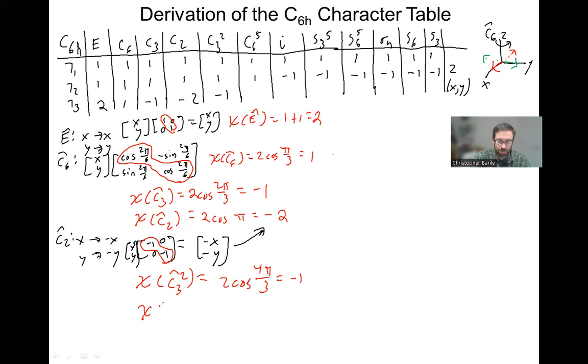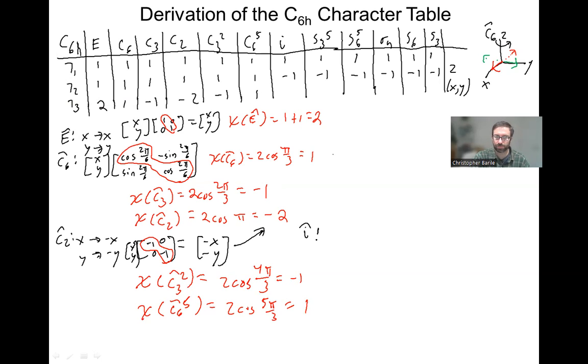And then if we do the next one, which is C6 5 times, that's going to be 2 cosine 10 pi over 6, right? 5 times this, or 5 pi over 3. And cosine of 5 pi over 3, that's 300 degrees. So cosine of 300 degrees is equal to 1/2. And so that gets you 2 times 1/2 is equal to 1.